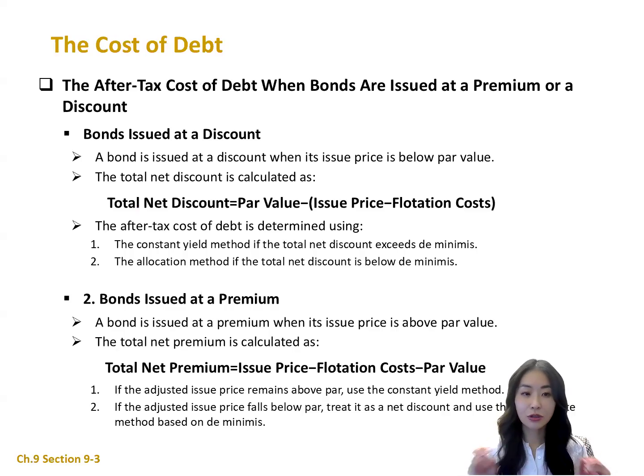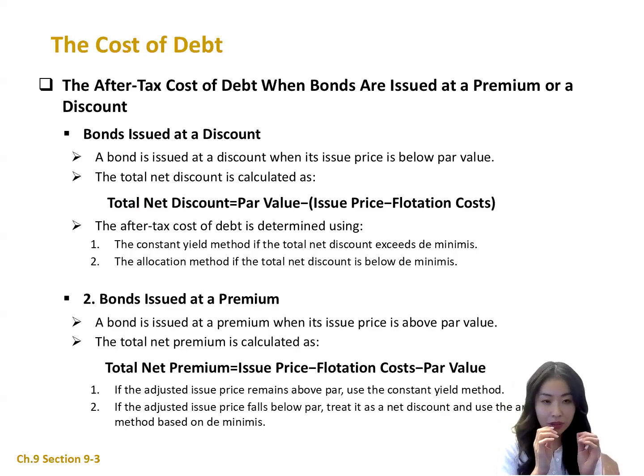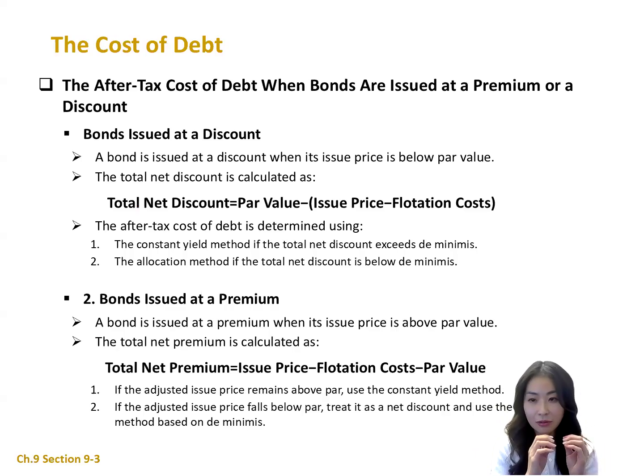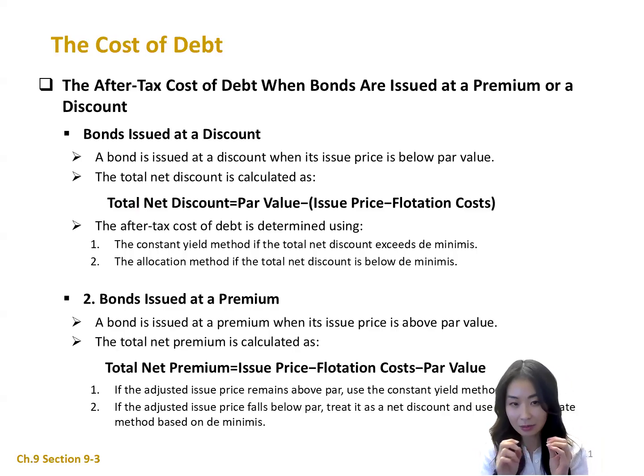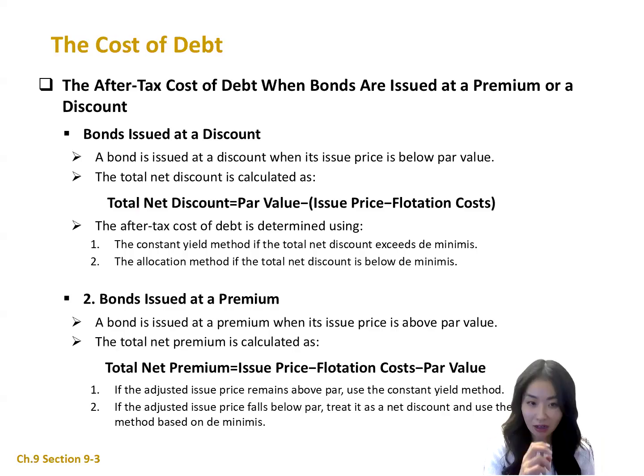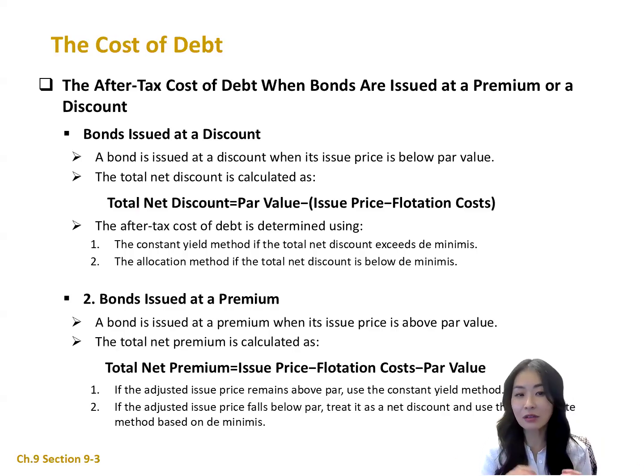You should choose the right method. If the total net discount is higher than de minimis, some specific threshold, use the constant yield method. But if the total net discount dollar value is less than de minimis, use the allocation method. This choice of method depends on whether the total net discount exceeds the minimum threshold, which determines how the discount is amortized for tax purposes.